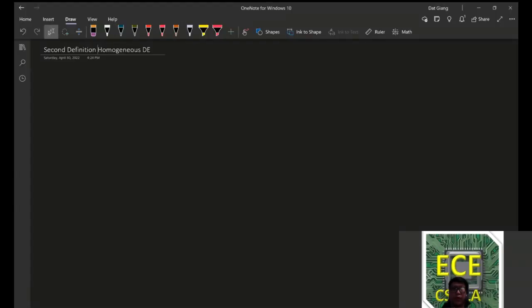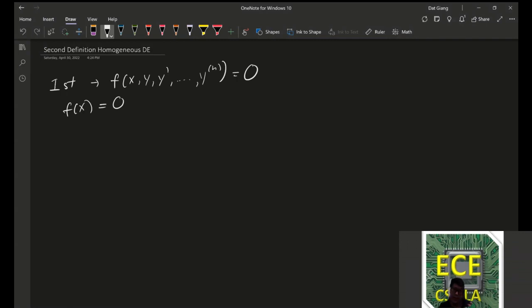Okay, so now we're going to be discussing the second definition, homogeneous differential equation. Now, the first definition is in the event that we have some kind of function containing f of y prime, so on and so forth, y to the n power, that this is equal to 0. In essence, there is no f of x. So that is the first definition of homogeneous.